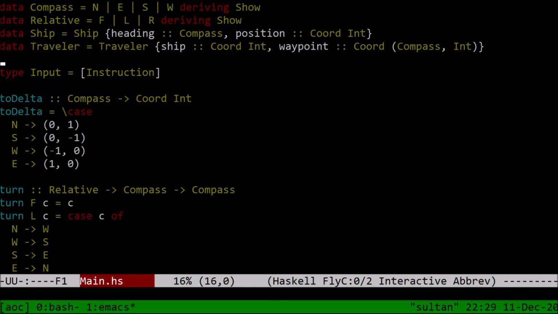Okay. Now, this isn't exactly ideal in one sense, which is that in our waypoint, it is now possible to represent illegal, it is impossible, sorry. We can now represent illegal waypoints. For example, it could be at north 5 and south 10, which makes no sense. Whereas if we had just a coordinate of ints, any pair of ints is a valid waypoint. But I still think this makes talking about the rest of the problem nicer enough to make up for being able to represent illegal positions, I think.